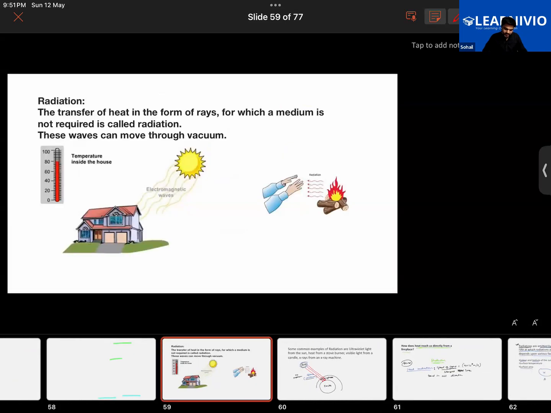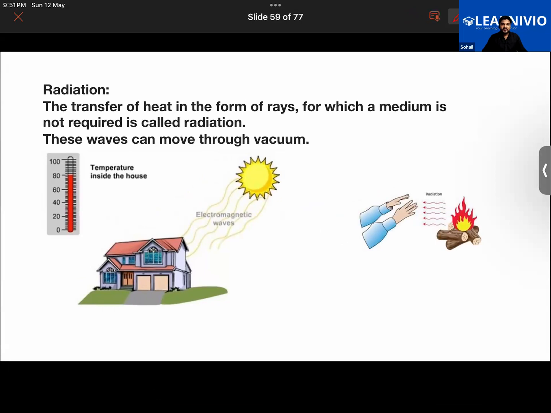Then let's understand about radiation. This is another method of the transfer of heat. You see, so far we have studied that whether we talked about conduction or whether we talked about convection, there was a medium in which heat was flowing. There was a medium in both of the cases. While in radiation, there's another method in which a medium, such as air or liquid, is not required for the transfer of heat energy.